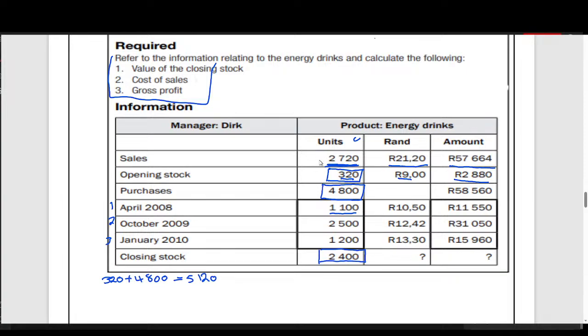Now, how many units have we sold? We have sold 2,720 units. So how many units are we left with? We are left with 2,400 units. Those are the units that we are left with. Okay? Right. Now we can go to the questions. They say calculate the value of closing stock.